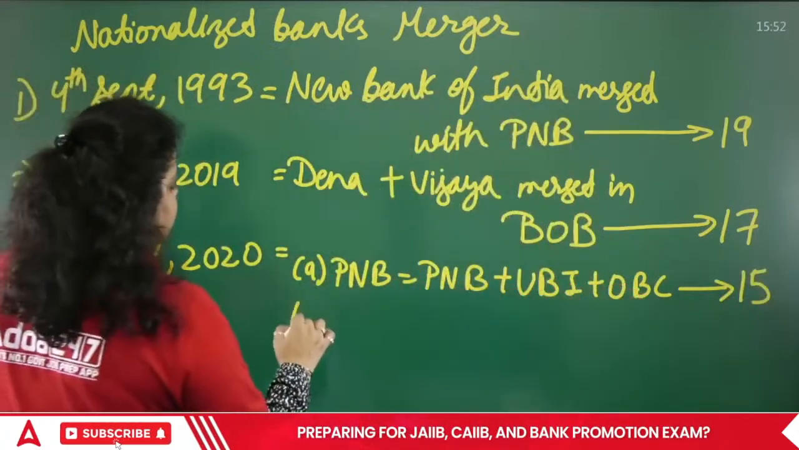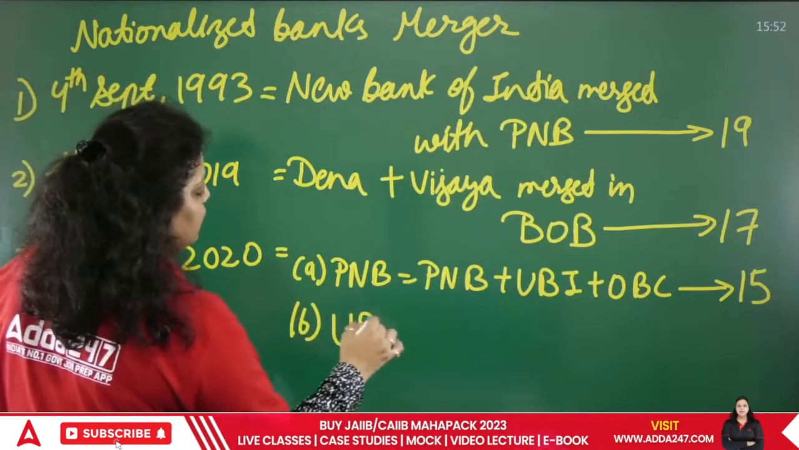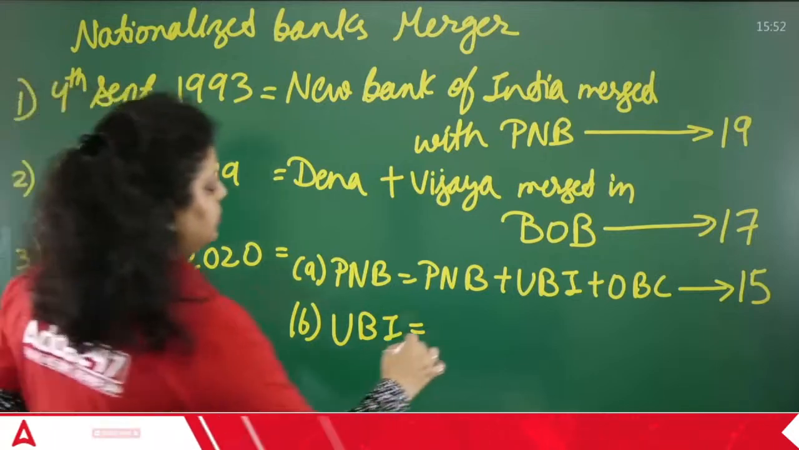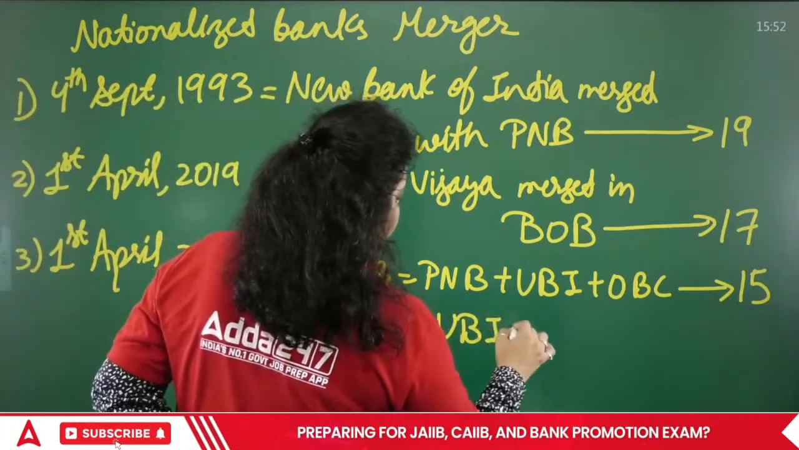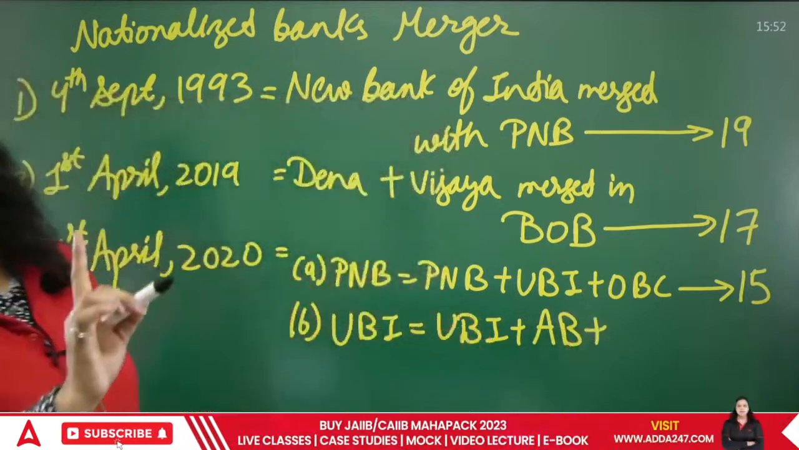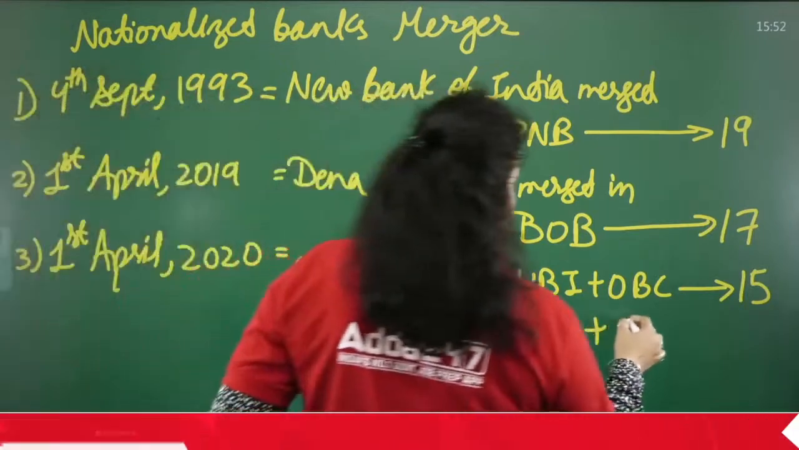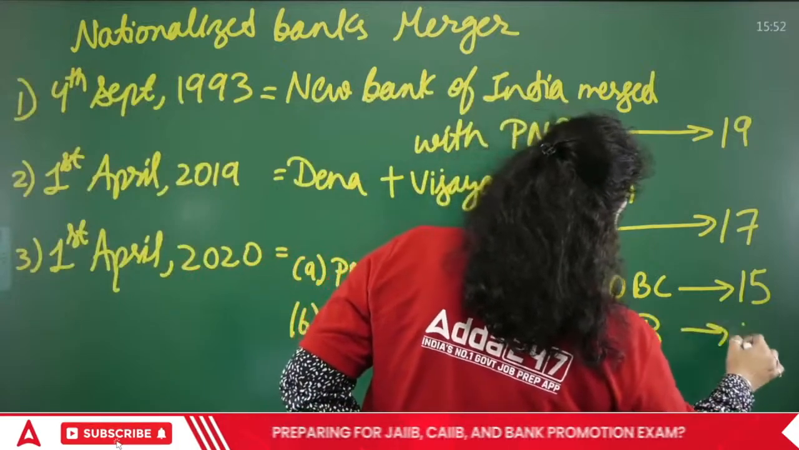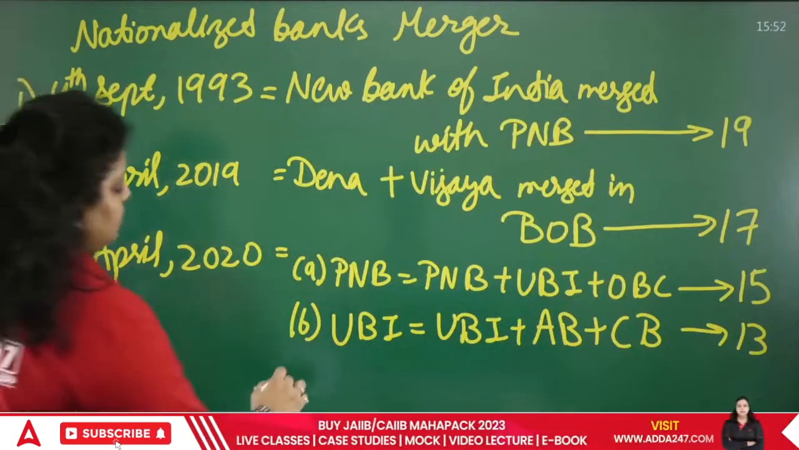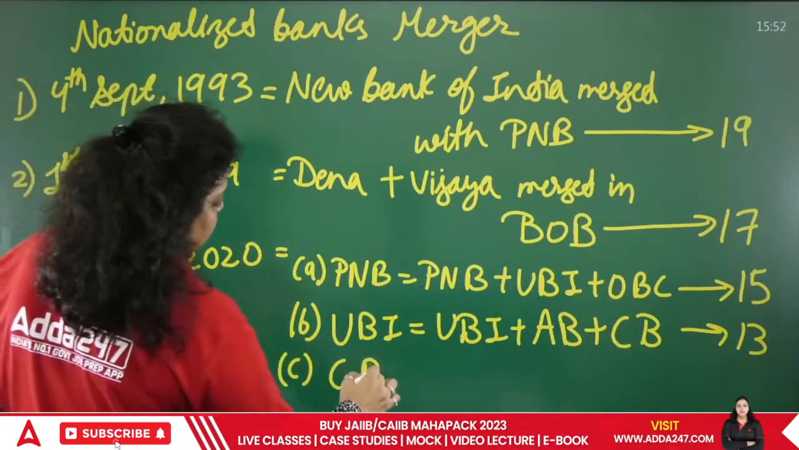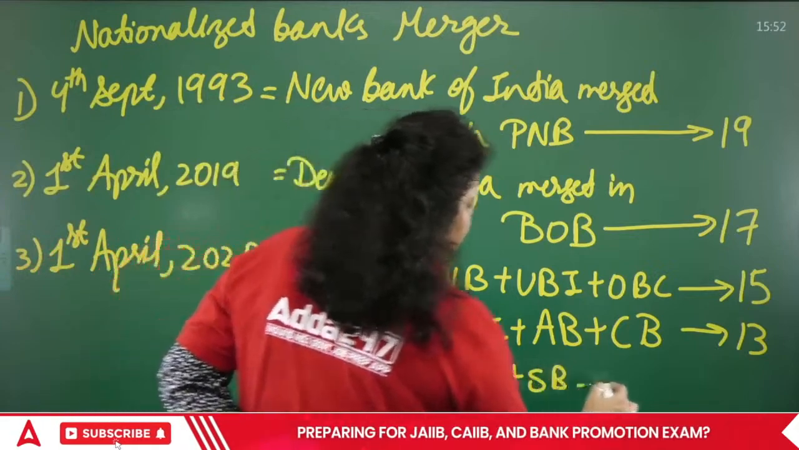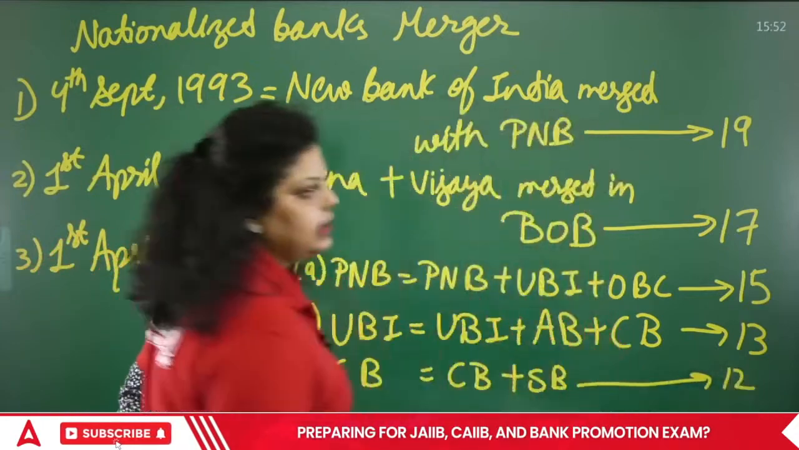Then the second merger was of Union Bank of India. Union Bank of India merged with Andhra Bank, AB meaning Andhra Bank here, and then the Corporation Bank. So after this, we were left with 13 nationalized banks. Then we have the third bank, Canara Bank. Canara Bank was merged with Syndicate Bank, and after this we were left with 12 nationalized banks.